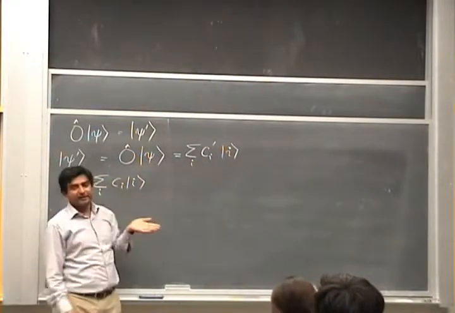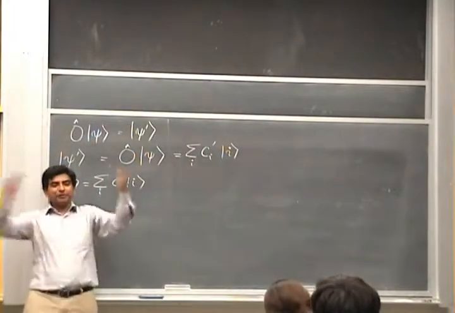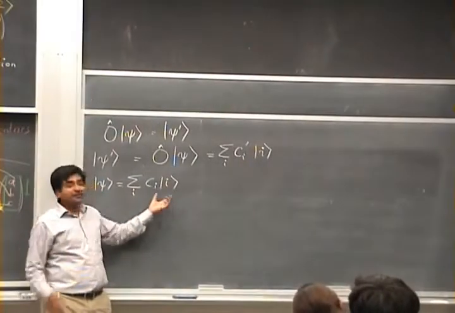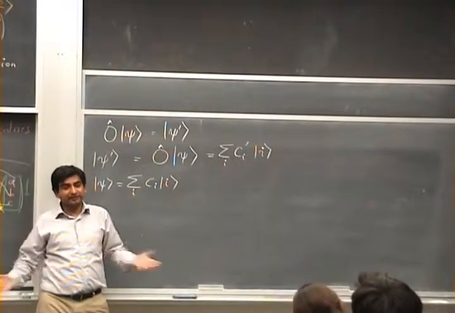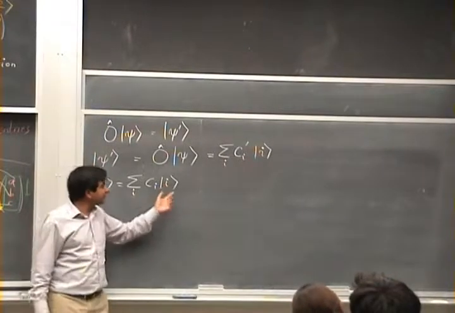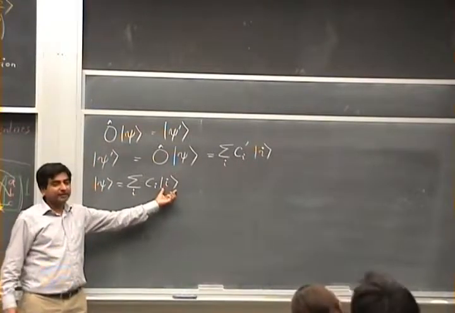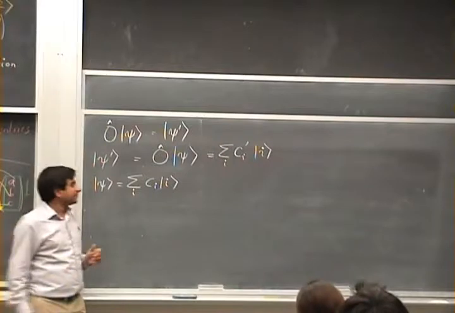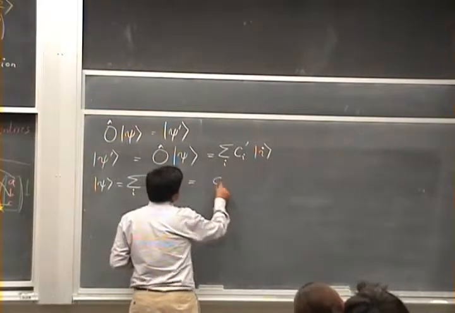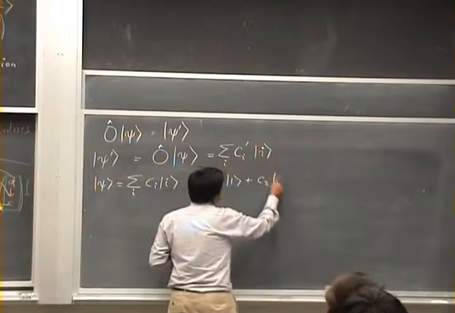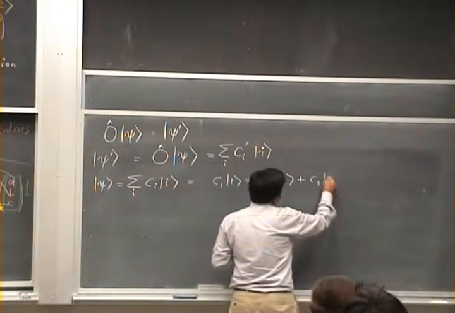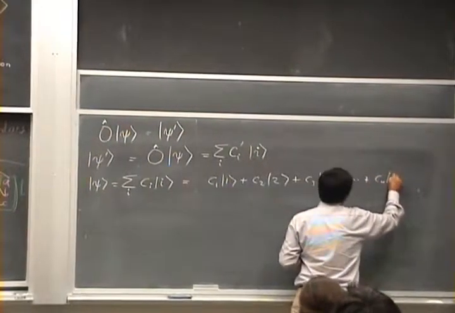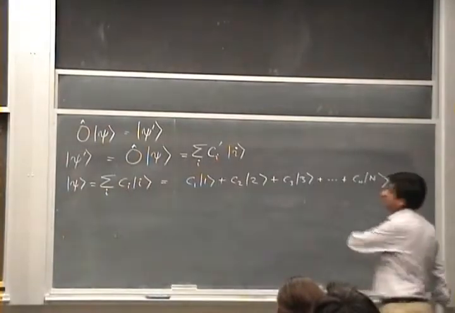This is what the operator is doing. It's giving you a new state. The new state is written in some basis which can be the same basis as the original state, in which you represent the original state. So the original state was represented in this basis, in all the ket i's. Ket 1, ket 2, ket 3, ket 4. For example, this original state could be C1 ket 1 plus C2 ket 2 plus C3 ket 3 all the way up to Cn ket n. So this was your original state.